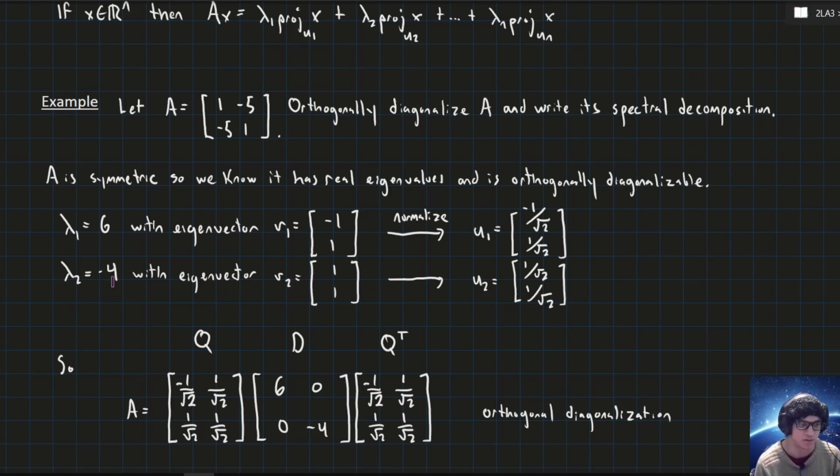You can check or verify for yourself that the two eigenvalues are 6 and -4. And if you do the normal method of computing eigenvectors, you'll get these two eigenvectors. But if we want to orthogonally diagonalize it, we have to normalize those eigenvectors so we can get an orthogonal matrix Q. It's not too hard here. We just divide by the norm.